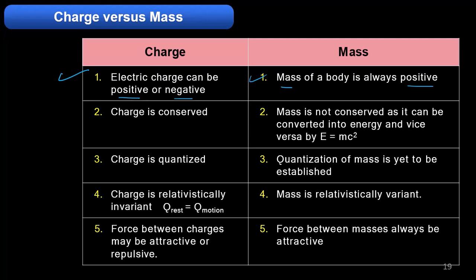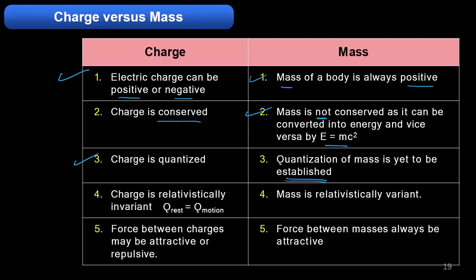The charge is conserved. So, conservation of charge. Mass is not conserved. Why? Because mass can be converted into energy and vice versa. E equals mc squared is a well-known equation by Einstein, which says that mass can be converted into its equivalent form of energy. So conservation of mass is not there. Charge can be quantized, but quantization of mass is yet to be established.